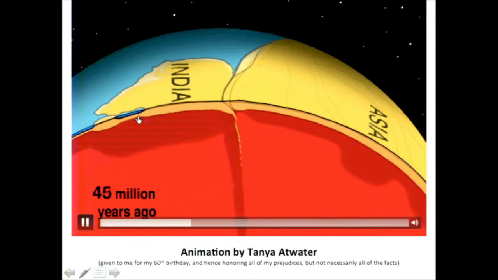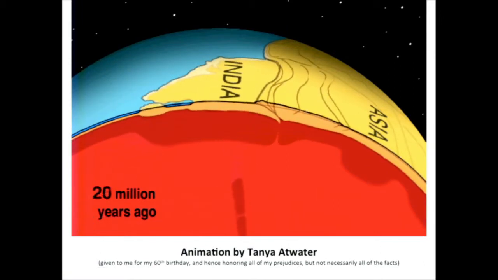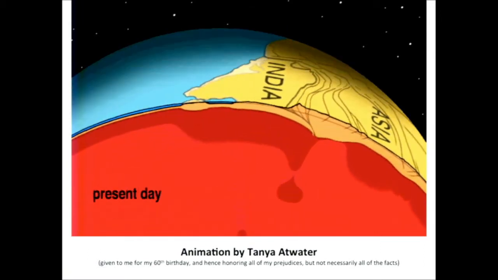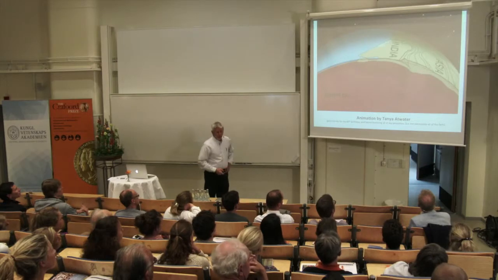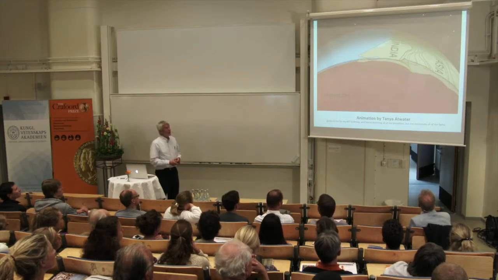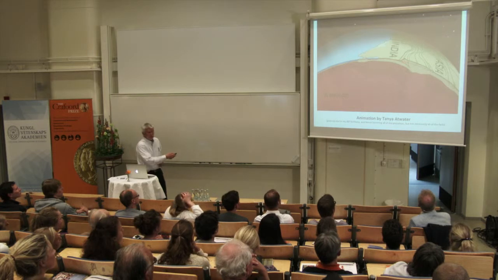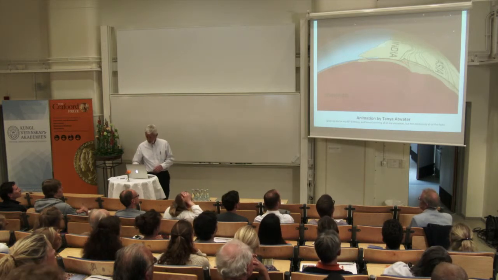So India comes and collides. Now watch, there are many faults across Tibet, and the whole of the crust of the Tibetan plateau becomes thicker. The same is true out here in the Tian Shan. So a wide zone of deformation with many faults, not just a fault along the edge to make the Himalaya, a broad zone is forming in here.